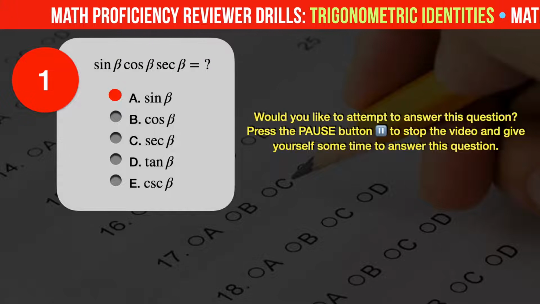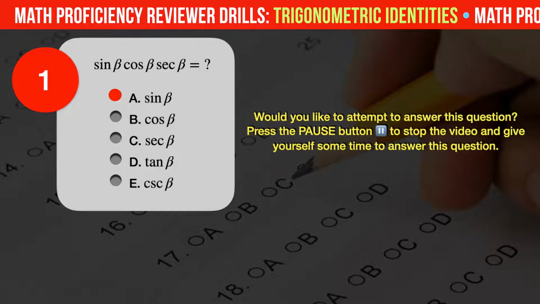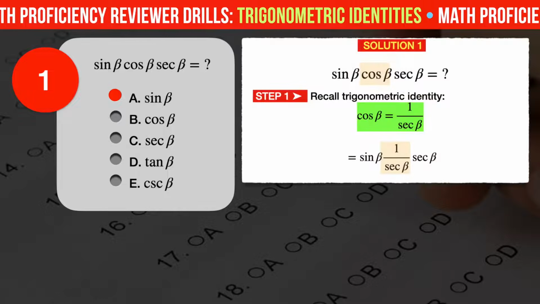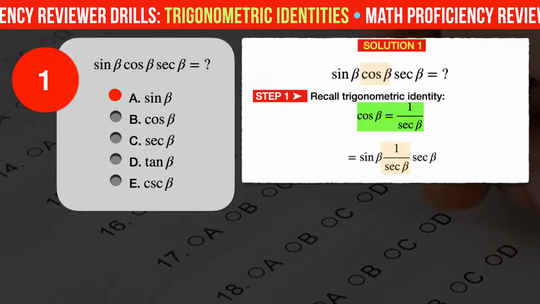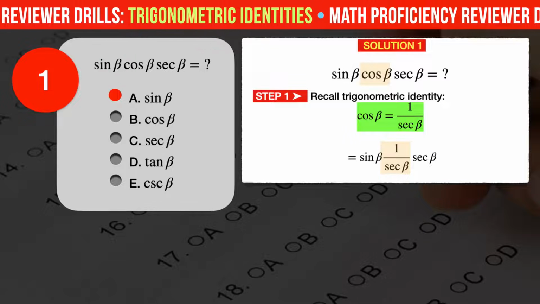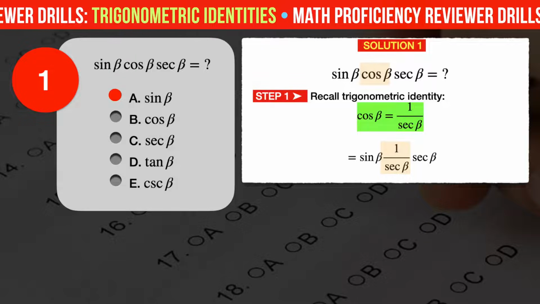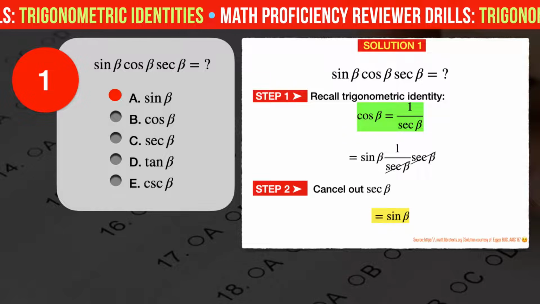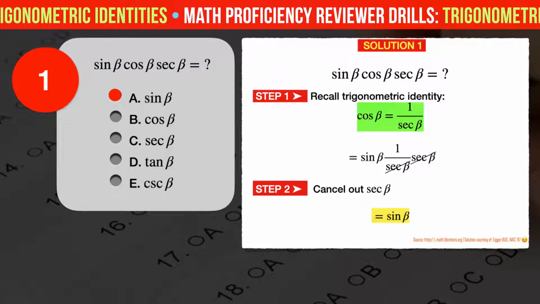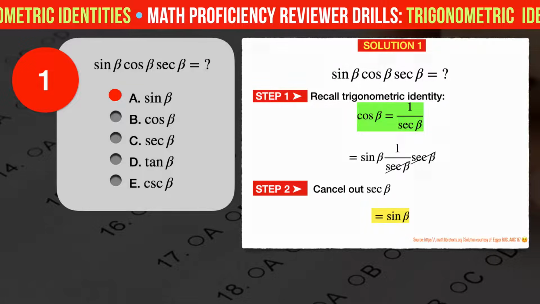In fact, we need only a single trigonometric identity to solve it. Recall the trigonometric identity, cosine beta equals 1 over secant beta. This is one of the simplest and most commonly used trigonometric identities. After replacing cosine beta with 1 over secant beta, we can simply cancel out secant beta, leaving us with sine beta as our correct answer.